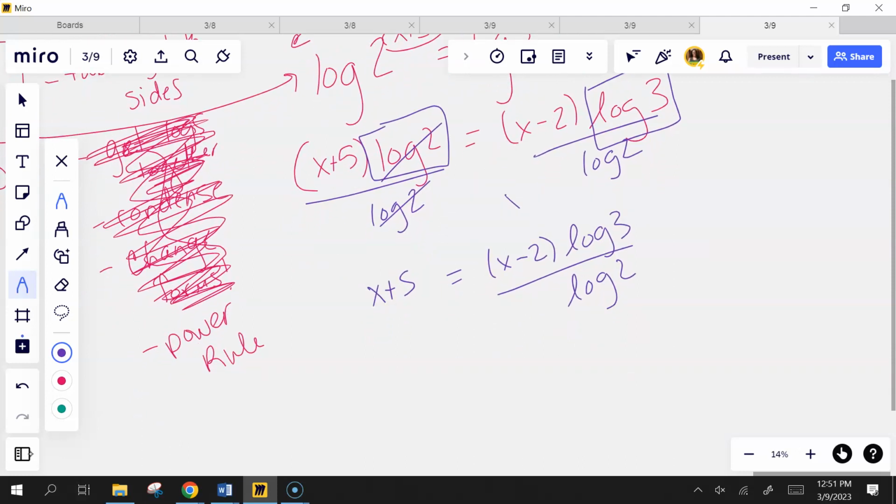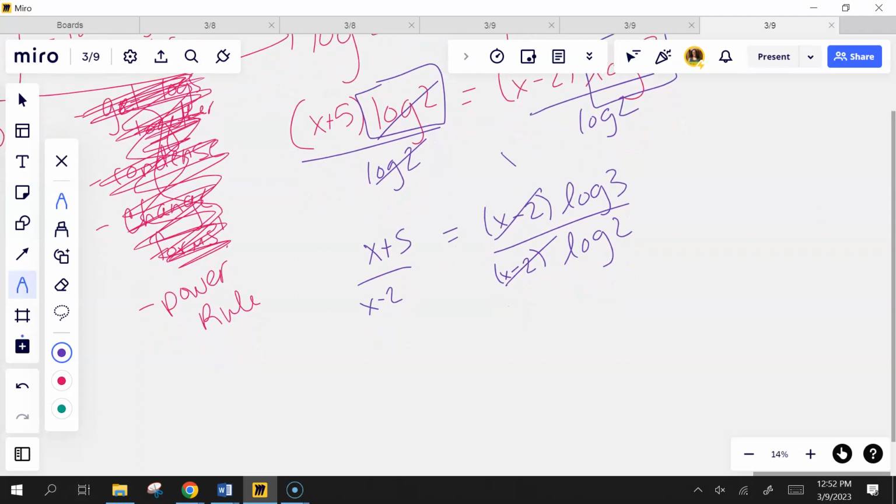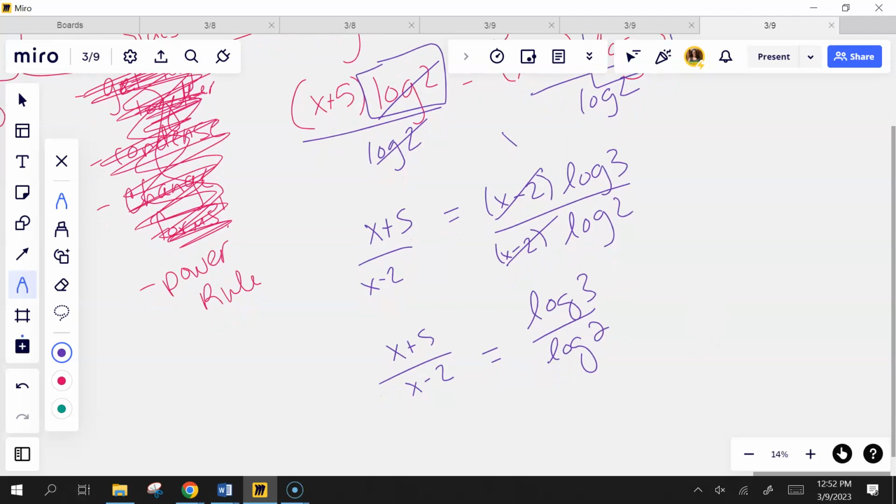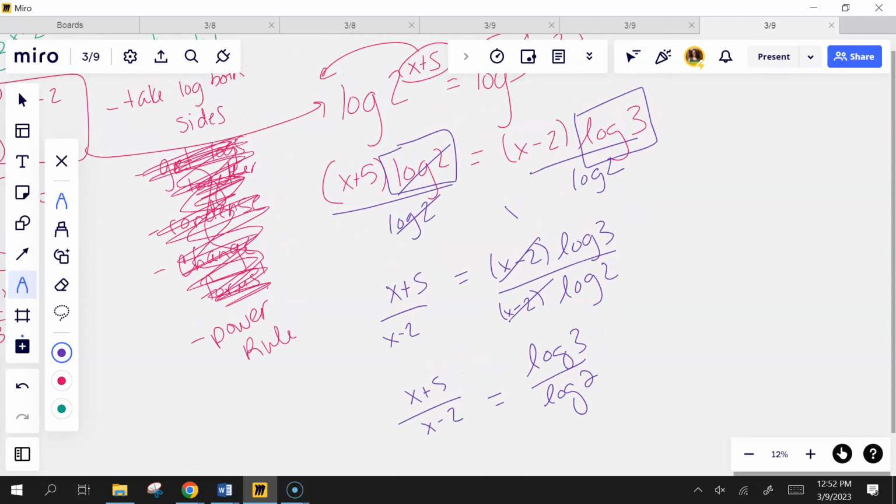Now I'm going to divide both sides by x minus 2. You crisscross them essentially, because that's going to cancel them out here. So I end up with x plus 5 over x minus 2 equals log 3, which is just a number, and log 2, which is just a number. Now I'm set up to solve. Crisscross is not really the right thing here. I just divided by this whole chunk, and I divided by this whole chunk.